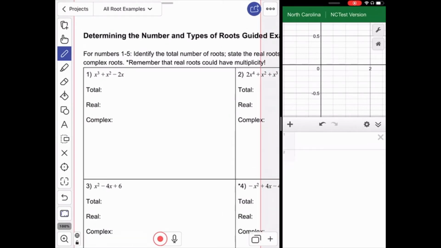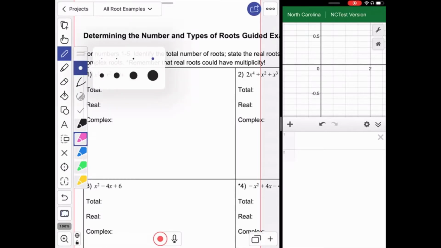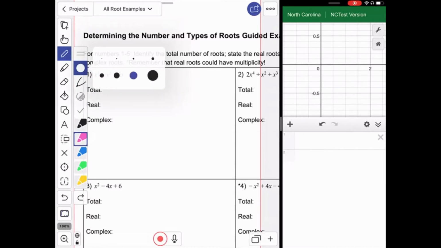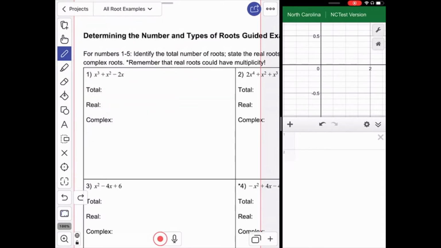All right, looking at this first example, it asks us to tell the total, how many real, how many complex. Remember, we tell how many total roots we have based off of our degree. So if my degree for this example is 3, that means I have a total of 3 roots.